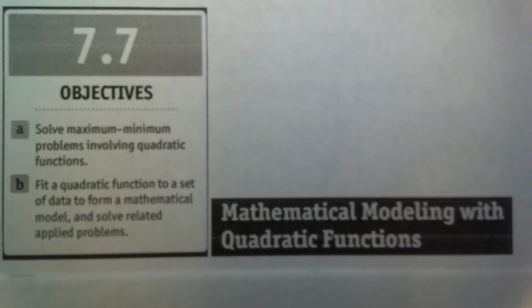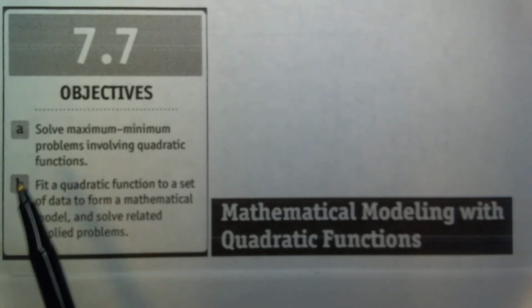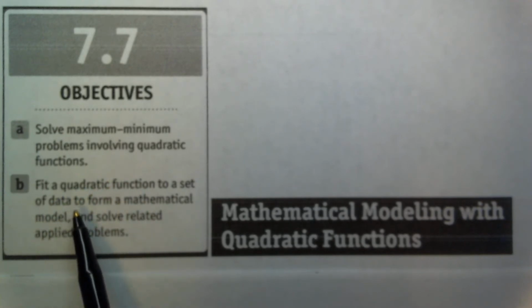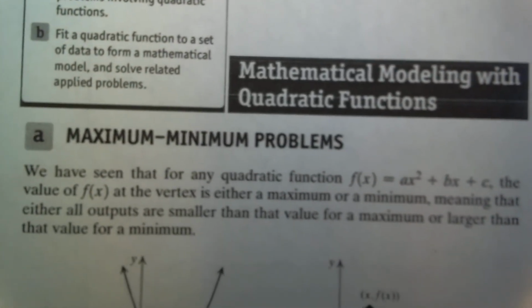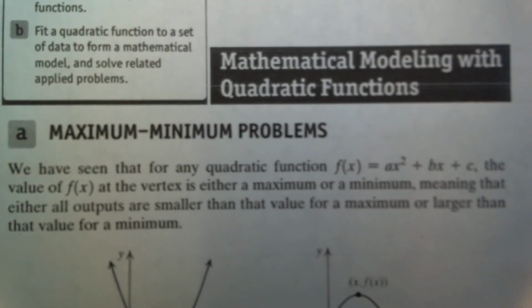Section 7.7 is about mathematical modeling with quadratic functions, and we have two objectives. One is to solve minimum maximum problems involving quadratic functions, and second, to fit a quadratic function to a set of data to form a mathematical model and then solve related applied problems. So let's begin with a basic discussion of maximum minimum problems.